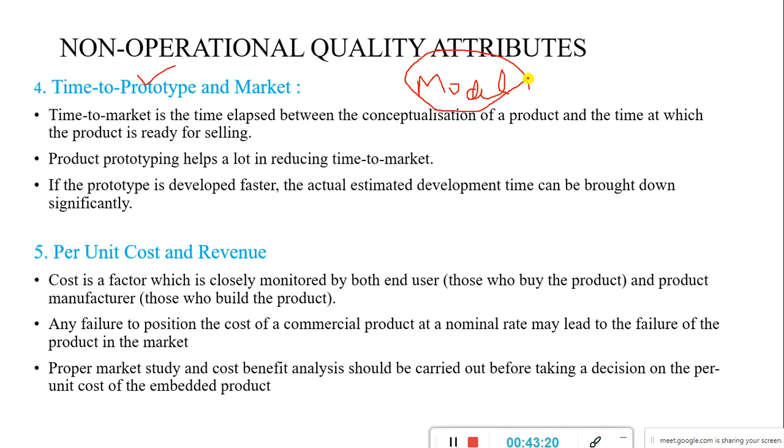Say for example, you might have designed a filth segregator, where the job of the filth segregator is the segregation of waste into wet waste and dry waste.